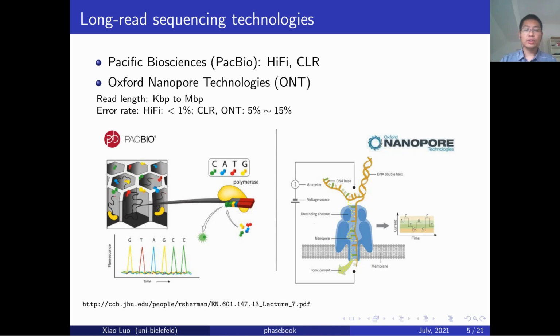There are two kinds of reads of PacBio, hi-fi reads and CLR reads. The main difference is that CLR has a high sequencing error rate, for example from 5 to 15%, which is similar to nanopore reads, whereas hi-fi reads have less than 1% error rate.